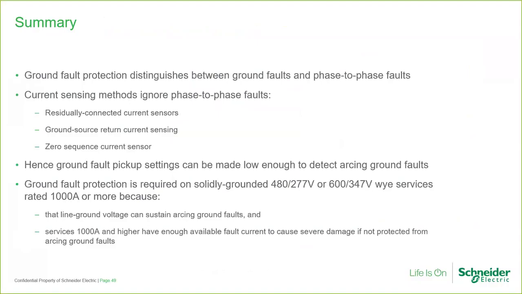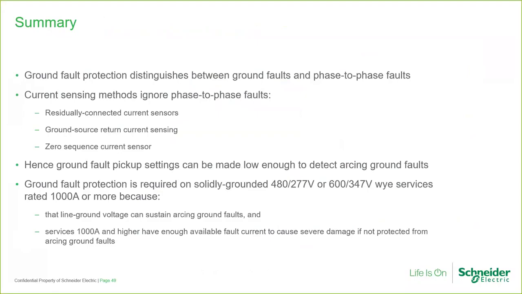So to summarize, I hope I've met the objectives set out at the beginning of this webinar. Ground fault protection distinguishes between ground faults and phase-to-phase faults because the current sensing methods for ground fault protection filter out or ignore phase-to-phase faults. The three methods are residually connected current sensors, ground source return current sensing, and a zero sequence current sensor. Hence, ground fault pickup settings can be made low enough to detect arcing ground faults.